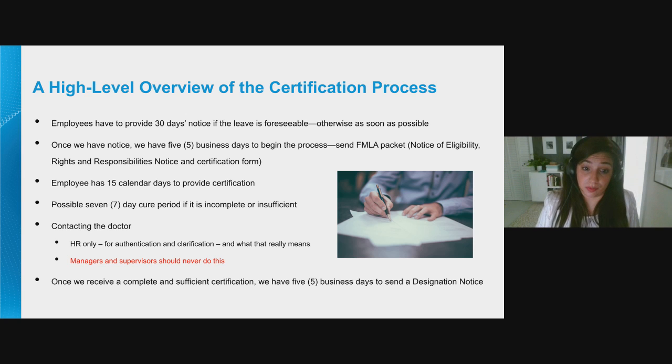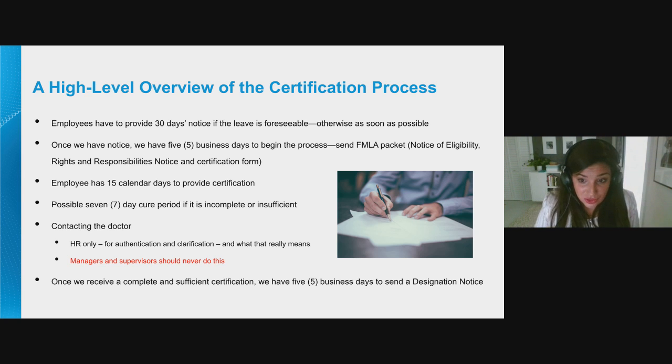And finally, you're going to provide a certification form for completion by their healthcare provider, which they will submit to us as the employer for us to evaluate whether they are experiencing that qualifying event that we have been talking about, whether they are going through a serious health condition, whether they need to take care of a parent, whether they're going to need bonding leave. That is what we're going to need from them. Now, the employee, once we send them the paperwork, they have 15 calendar days to provide the certification back.